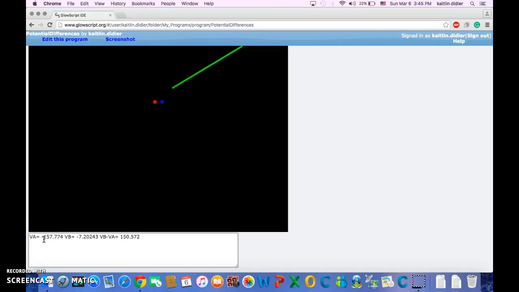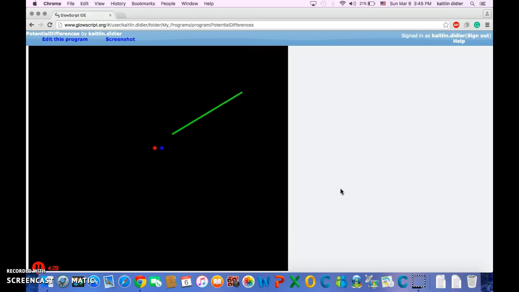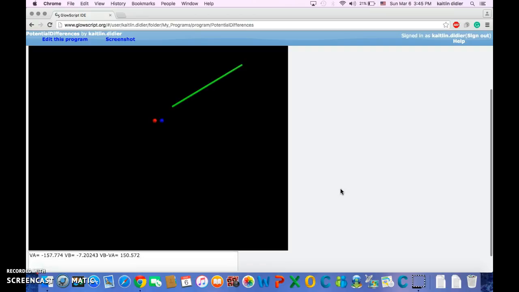The potential at position A is negative 157.8 if you round, and the potential at point B is negative 7.2. So if we take the potential difference of these 2 points, VB minus VA, we get 150. So just by looking at the picture, we can determine that just by common sense, VB obviously has to be this position over here, which is farther away from the dipole, because it's going to have a lower potential, and VA over here is going to have a higher potential, being closer to this dipole.